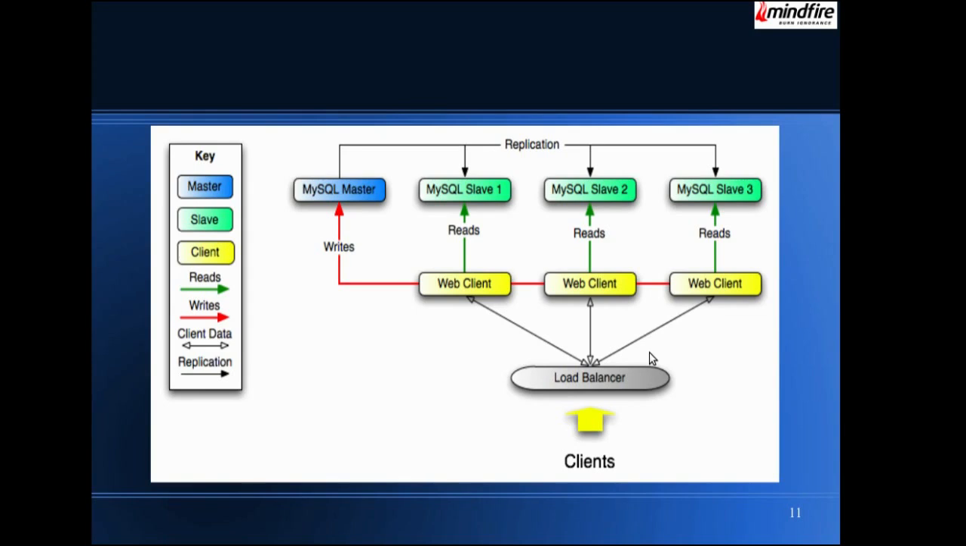So here is how it works. The master can handle the writes, and each of the web clients connects to different MySQL instances based on whether it's a write or a read. If it's a write, it goes to the master, and if it's a read, it can connect to any of these hosts. Even the master can handle the reads as well. So this way we can have an increasing number of slaves, and the system scales out.